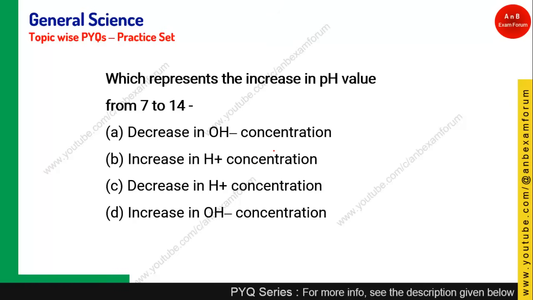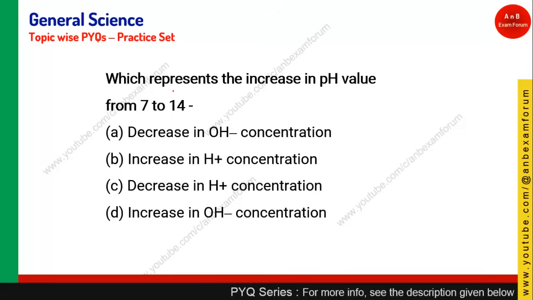Let's see which represents the increase in pH value from 7 to 14. Okay, so you are moving from pH 7 to 14. It means you are decreasing the hydrogen ion concentration, right? So option, it is like both are correct. If you have OH negative, that is hydroxide ion concentration, increasing, or you can say it is a decrease in hydrogen ion concentration. These two are basically right.